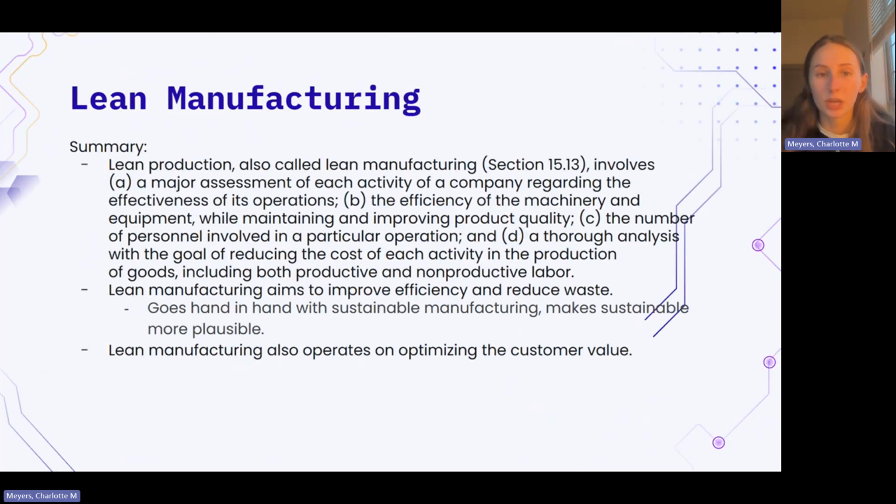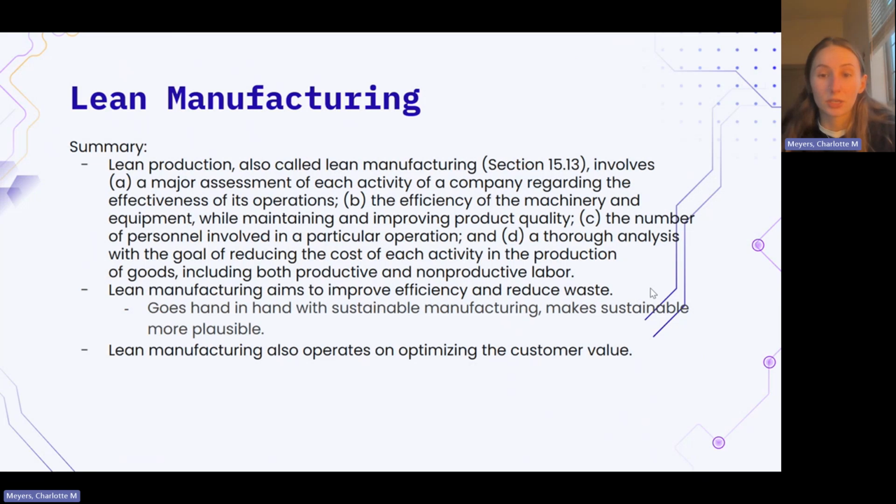The next topic I chose to talk about is lean manufacturing. This is a subset of manufacturing that focuses on the assessment of each activity, regardless of the effectiveness of its operations, the efficiency of the machinery, the number of personnel, the overall analysis of what happens in the manufacturing process. The whole goal of lean manufacturing is to make it as productive and as efficient as possible and reduce waste, which goes hand in hand with the sustainable manufacturing that I just talked about.